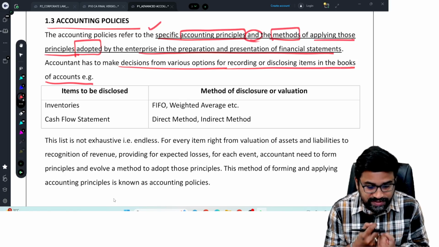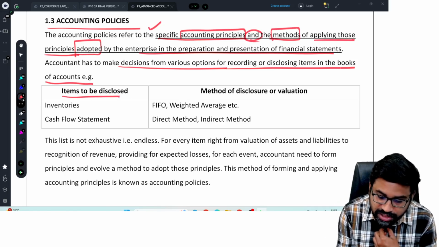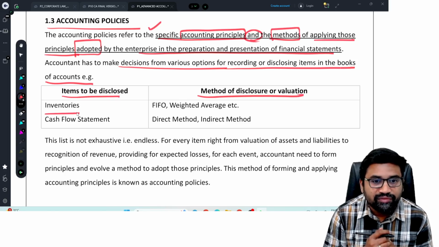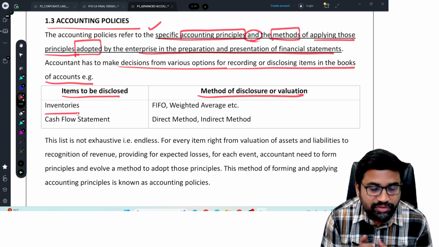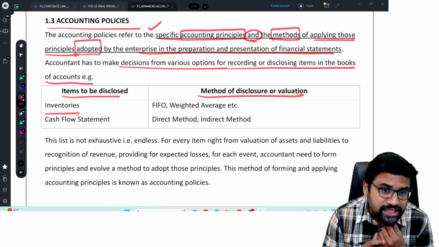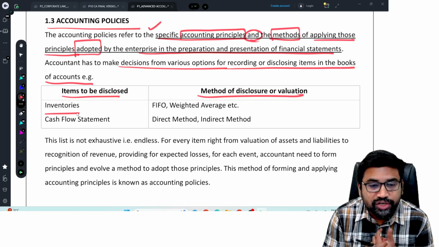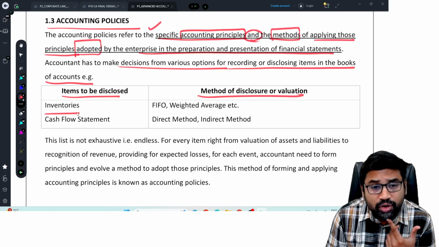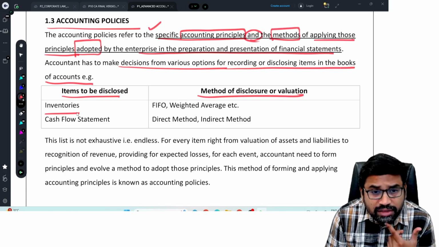Selection of accounting policy. For example, here items to be disclosed. What is the method of disclosure or valuation? For example, inventories. Take inventories. Inventories is common for a manufacturer or for a trader. Now, how is inventory to be valued? What methods do we need to follow to determine the cost of inventory? For example, inventories are valued at the cost or NRV, whichever is lower. How to determine the cost? How to determine the NRV?